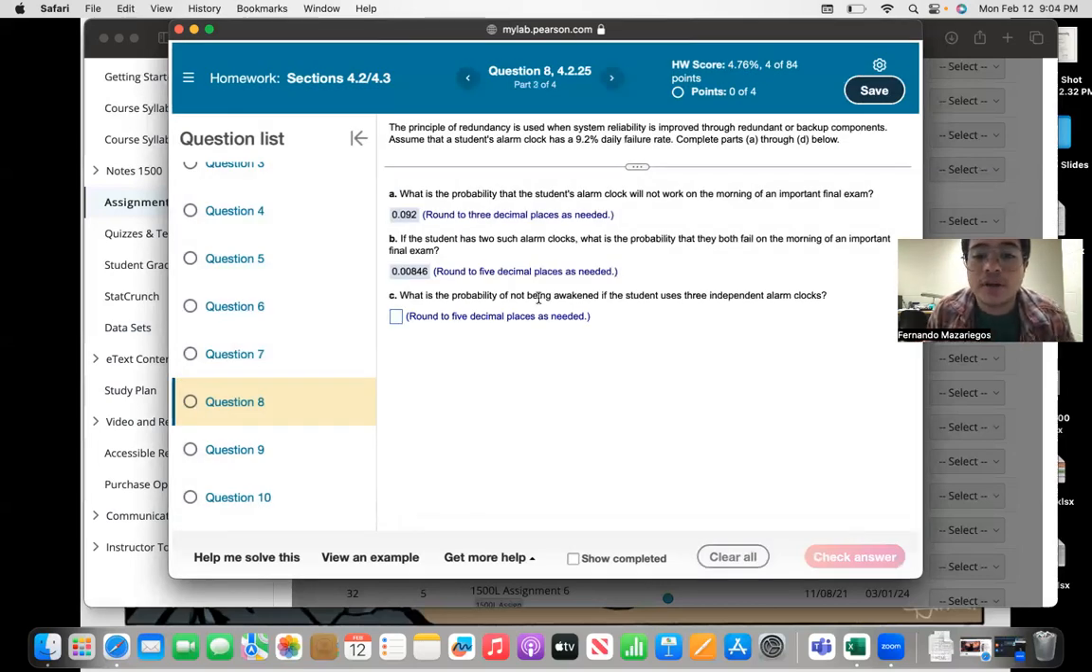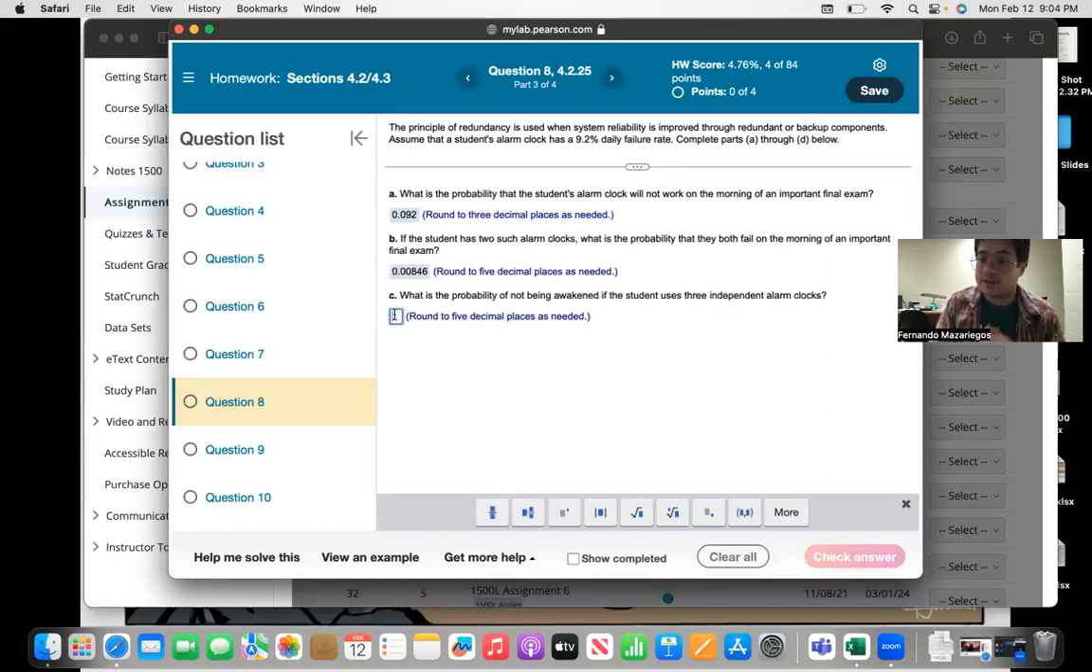And what is the probability of not being awakened if the student uses 3 independent alarm clocks? Same principle, I have 3 independent alarms. So I multiply the probability for each one of them. And this represents the probability that none of those work, that all of them fail. So that is 0.092 cubed, rounded to 5 decimal places, 0.00078.